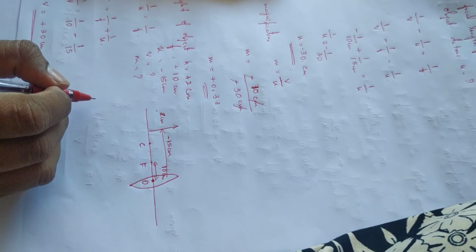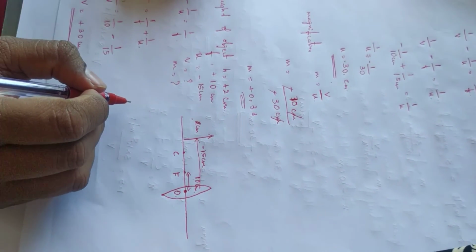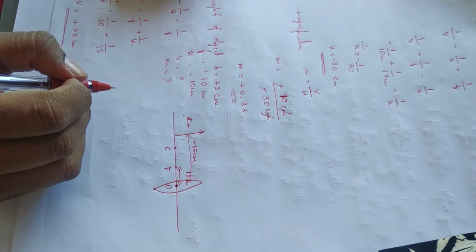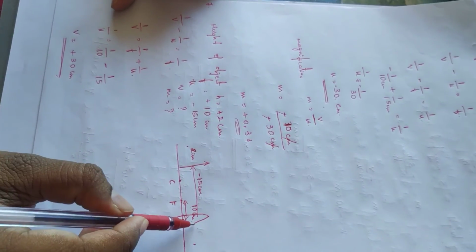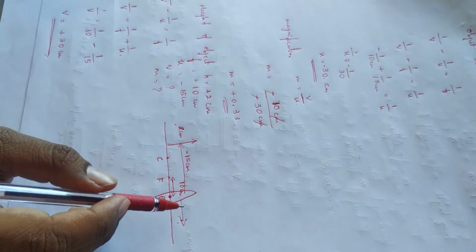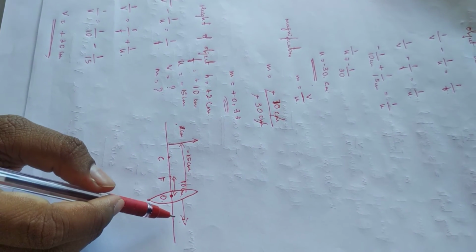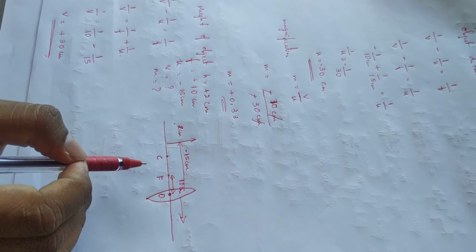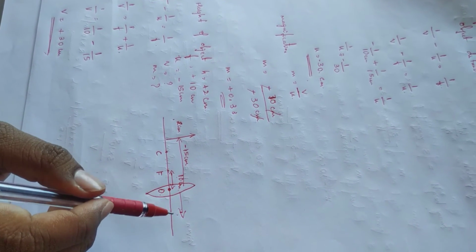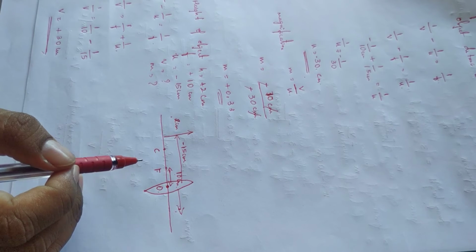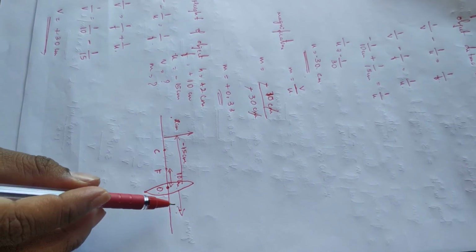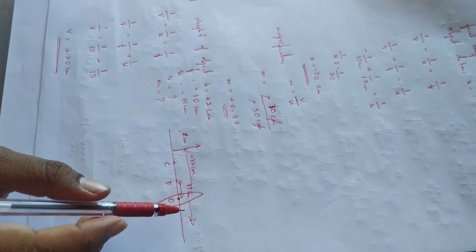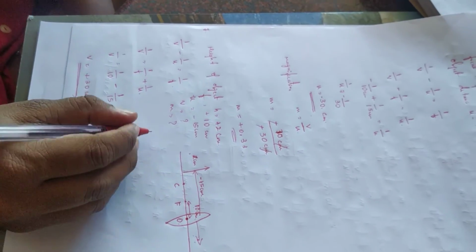The positive sign for v indicates what? The image is formed at a distance of 30 centimeter on the other side of the optical center, this side. If you go by the magnification rule, you can get this also. This is better if you know it, because the conclusion will be good. If you get confused with these signs, if you go through the sign convention, you can understand whether v is positive or negative, right? Next we have to find magnification.